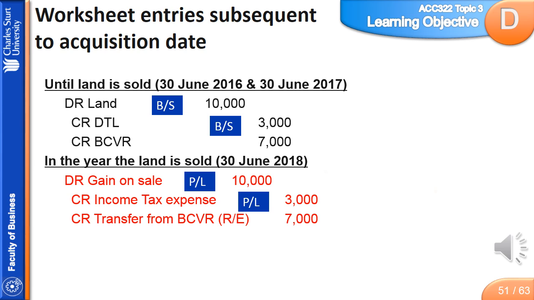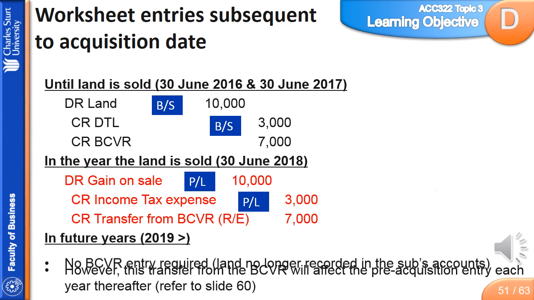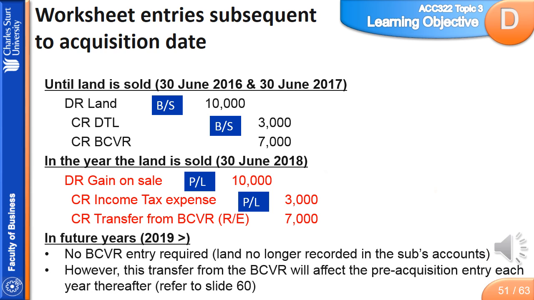Now, there's one other entry that would then be prepared within the 2018 accounts, which would be a subsequent debit to transfer from BCVR account and a credit to BCVR account, and that would clear the BCVR to zero. And then in future years from 2019 onwards, there'll be no further entries required for the land, as in you won't have to prepare this 2018 entry again and again and again, and that's because land is no longer recorded within the subsidiary's accounts.